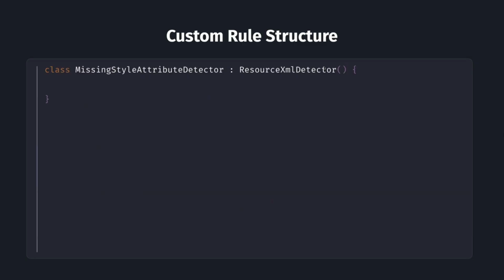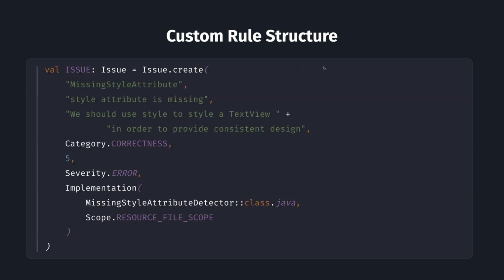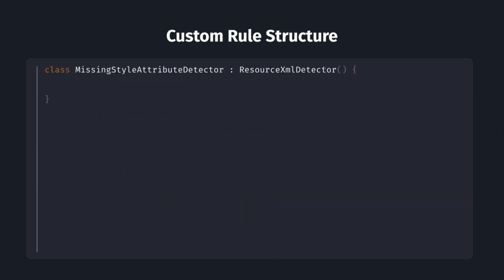Now coming to the custom rules structure. Here, as I mentioned in the previous slide, missing style attribute detector is where the detection logic will lie. So here I've declared the class and I'm extending from resource XML detector. There are different detectors depending on the file type you want to work on. And detectors are needed because each file type will have its own characteristics.